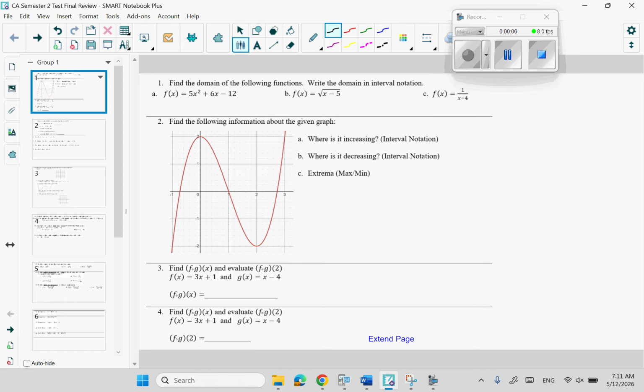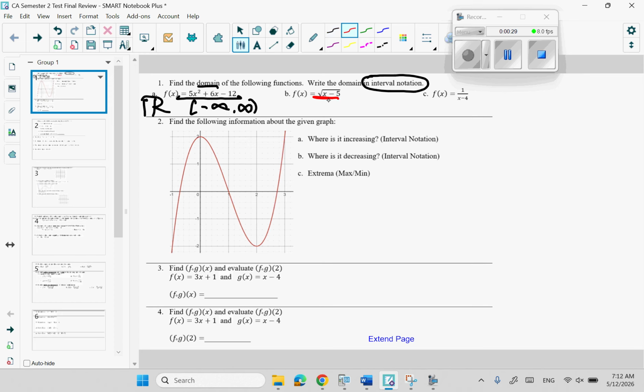So number one, find the domain. Domain is all about looking for which x values you can't have. Here I have a quadratic with no restriction, so my domain is actually going to be all real numbers, or I guess it says interval notation. We get from negative infinity to infinity.